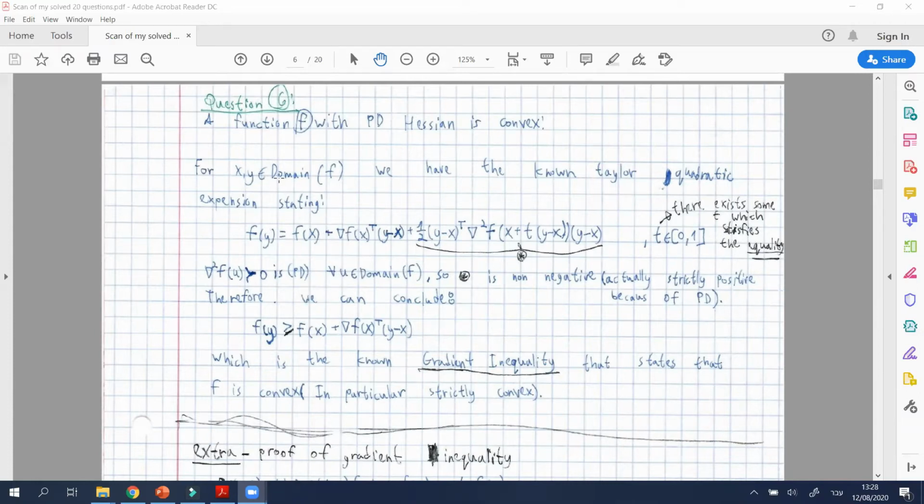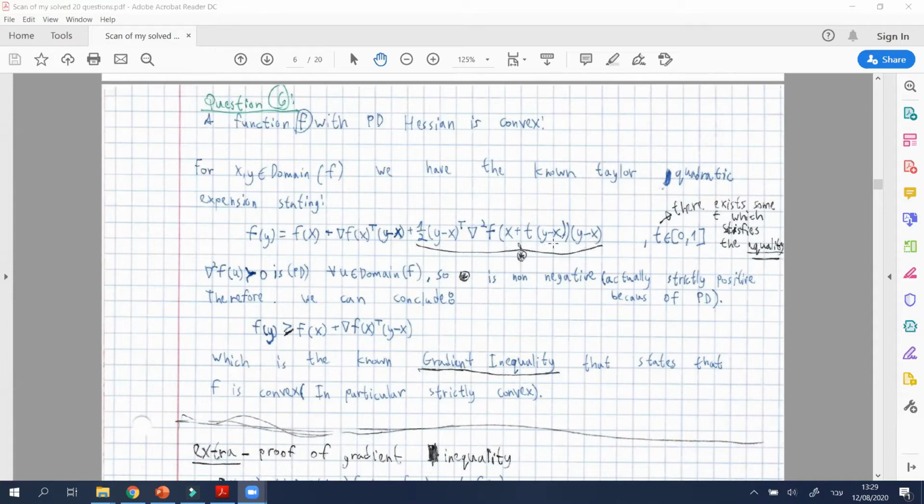So for x and y in the domain of f, we have the known Taylor quadratic expansion, which states that f of y is equal to f of x plus the gradient of f at x transpose times y minus x, plus half times y minus x transpose, Hessian of f at the point x plus t times y minus x, times y minus x.